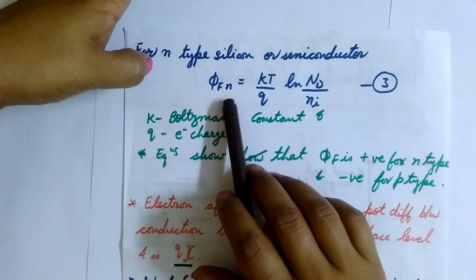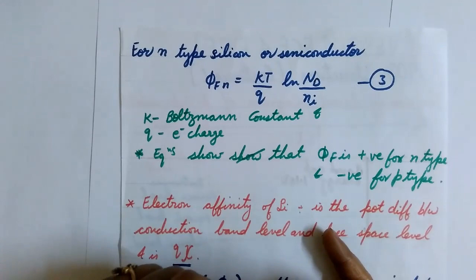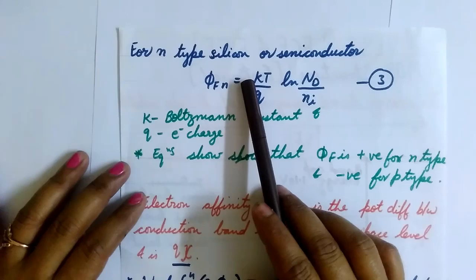And similarly for the n type, this phi Fn, that is the Fermi potential for n type, is equal to kT upon q ln(Nd upon ni). Nd is the number of donor atoms, and ni is again the intrinsic carrier concentration. And this k, T and q are the familiar quantities. Boltzmann constant is k, q is the electronic charge, T is the absolute temperature.